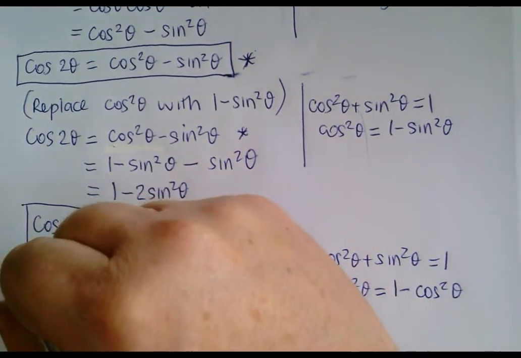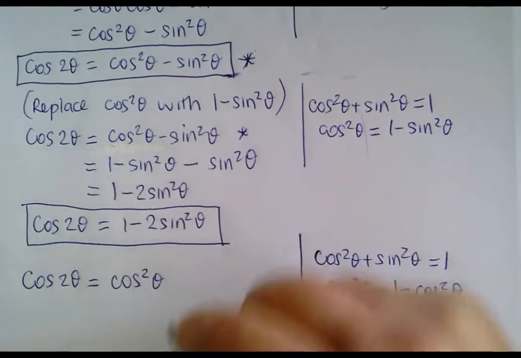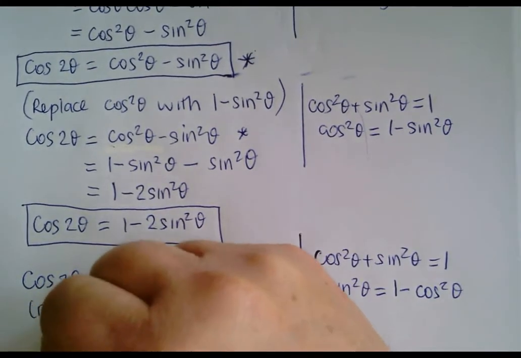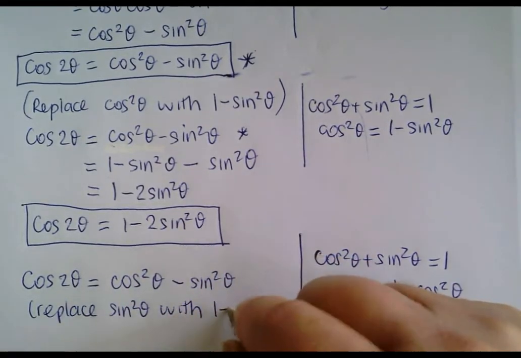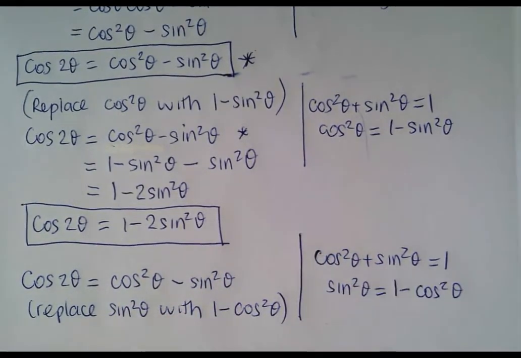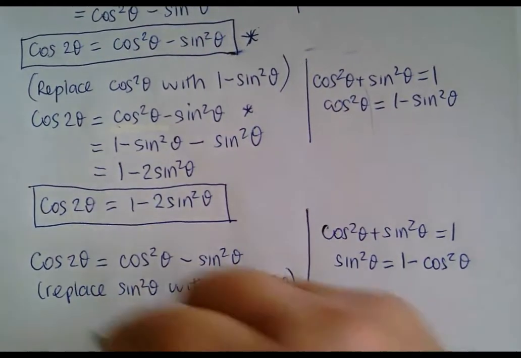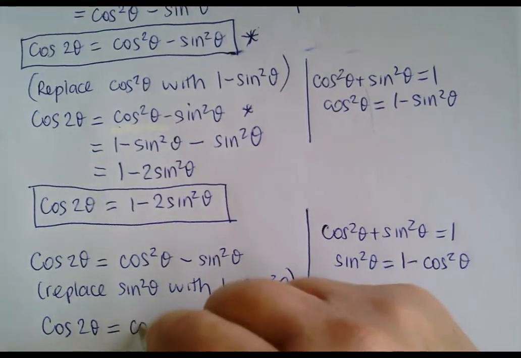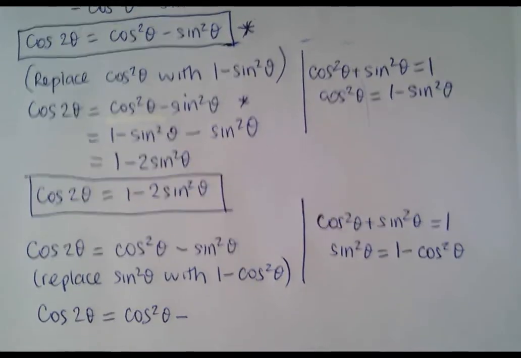So starting with our first double angle result, which is cos of 2 theta is cos squared theta minus sine squared theta, this time I'm going to replace sine squared theta with 1 minus cos squared theta. So in the one above, I replaced the cos squared theta. In this one, I want to replace the sine squared theta. So I end up with cos of 2 theta is cos squared theta minus, now I need to replace the sine squared theta.